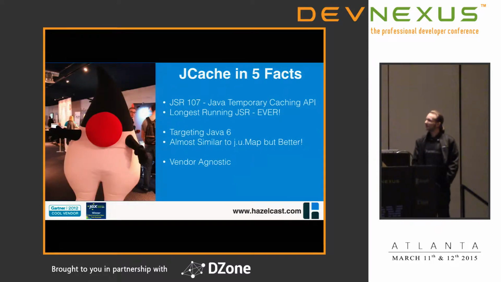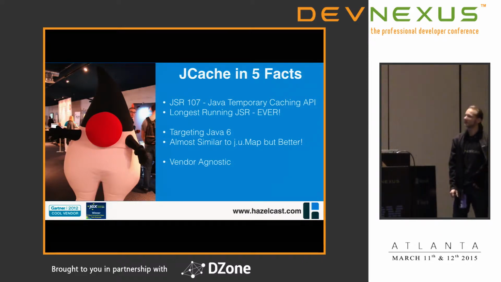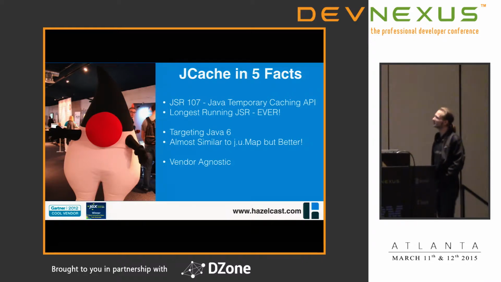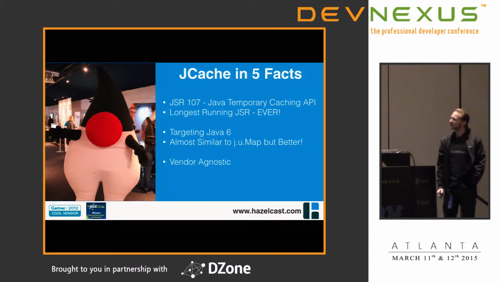So JCache in 5 facts. It's JSR 107. The official name is Java Temporary Caching API. Everybody calls it JCache. Stay with it. It was actually the longest running JSR ever that is finished by now. So there are a couple of JSRs that are still open. Maybe someone will make a longer running one.